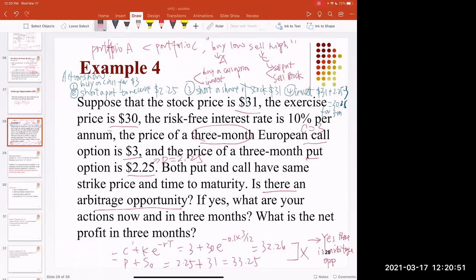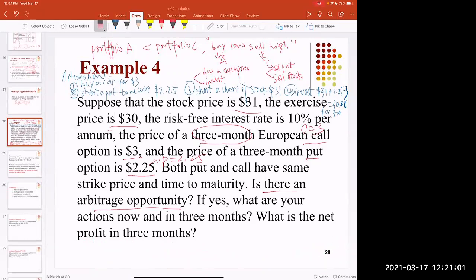Okay, that's the action now. I need some space for the action in 3 months. In 3 months, for the option, we still need to consider whether the stock price is higher or lower than the strike price. Because it's an option, you have the choice to exercise or not. So the actions in 3 months: if the stock price is greater than the strike price of 30, let's see how to make money.